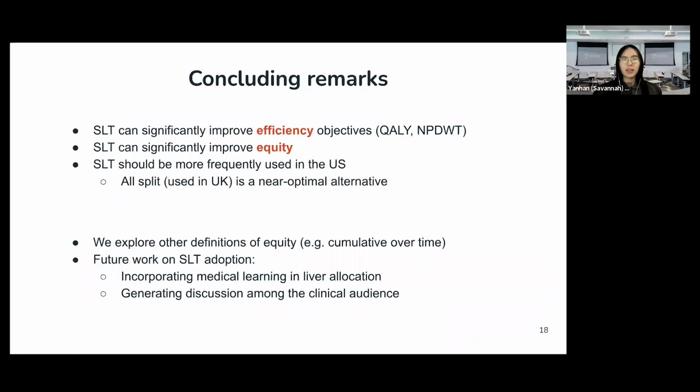So to conclude, SLT can significantly improve both efficiency and equity. In the UK, all splittable livers are being split. Probably the US should do the same. And we explored other definitions of equity in our paper. We have a separate paper that studies machine learning in labor allocation. We believe that more empirical projects investigating the benefits of SLT will be helpful in generating more discussions among the clinical audience and potentially lead to the actual SLT expansion in this country.